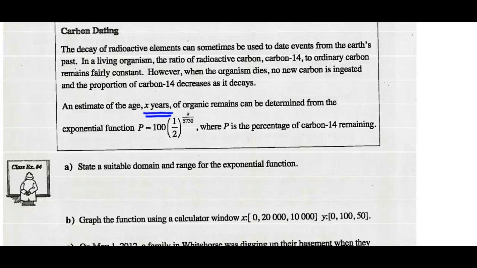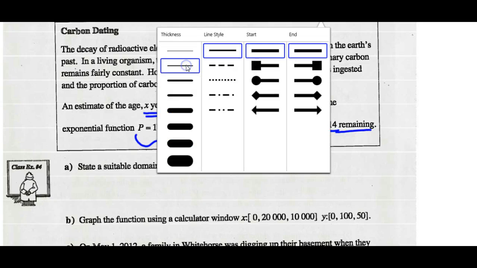of organic remains can be determined from the exponential function P equals 100 times 1/2 to the exponent x divided by 5730. And we're told P is the percentage of carbon-14 remaining. All right. State a suitable domain and range for this exponential function.